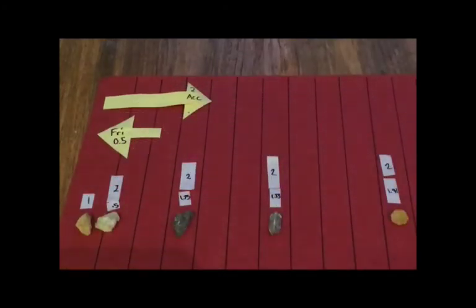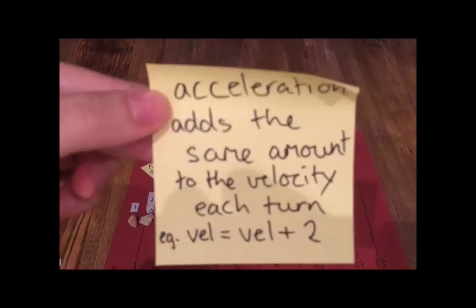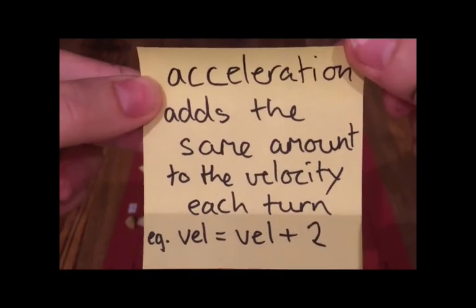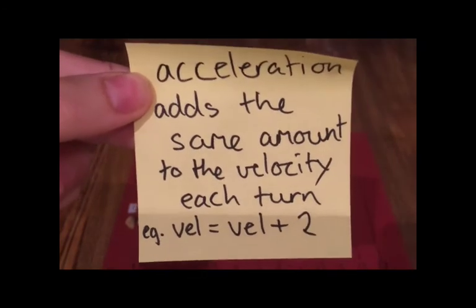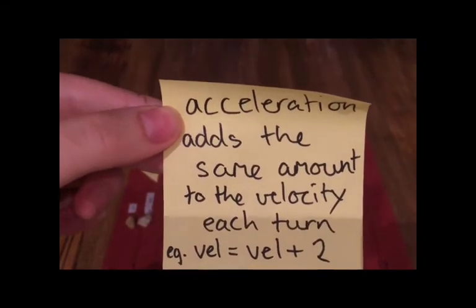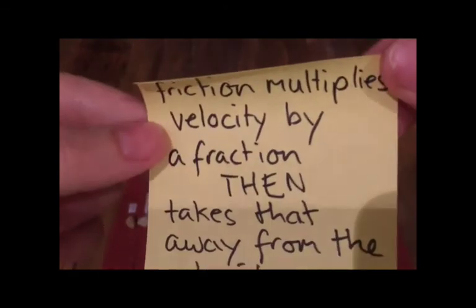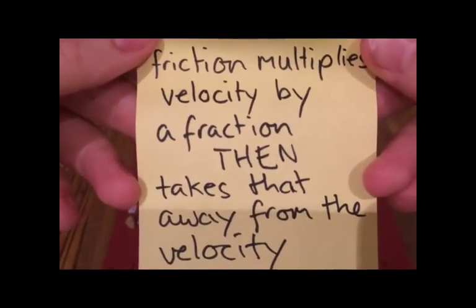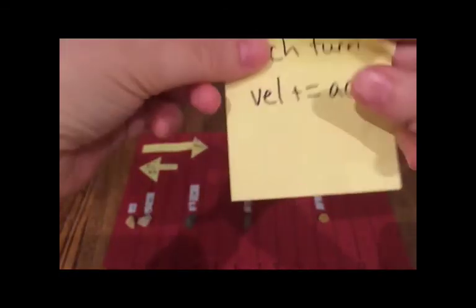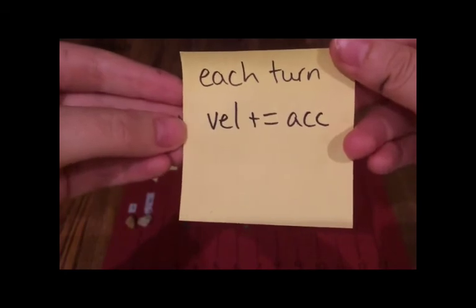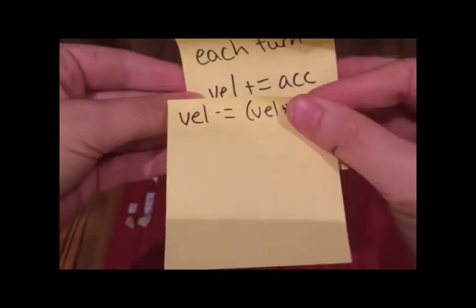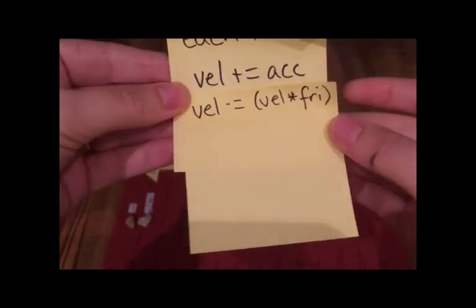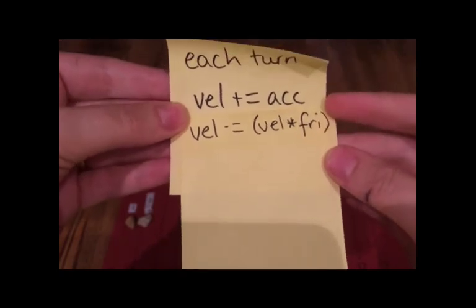From this exercise, we can figure out the rule. Acceleration adds the same amount to the velocity each turn. So in our example, the velocity equals itself plus 2. Friction multiplies the velocity by a fraction and then takes that away from the existing velocity. Each turn, velocity plus equals acceleration and velocity minus equals the velocity times the friction coefficient, which is a fractional number.